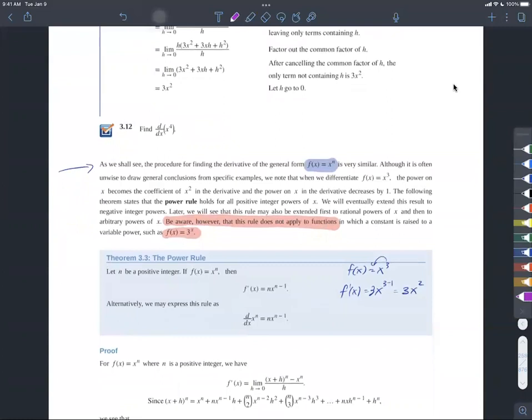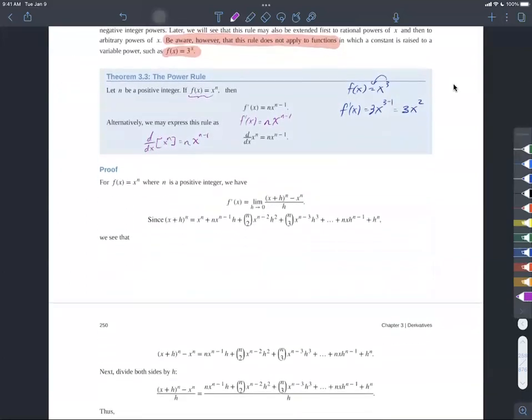Okay, so here's the power rule, and this is a very powerful rule. Let n be a positive integer. If our function is a power function, like f of x equals x to the n, then the derivative f prime of x is just going to be the exponent n, the original exponent n, times x raised to the n minus 1. Alternatively, you can express this as d dx, the derivative with respect to x of x to the n, and this is just n times x to the n minus 1.